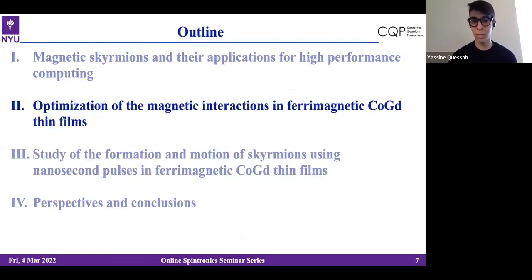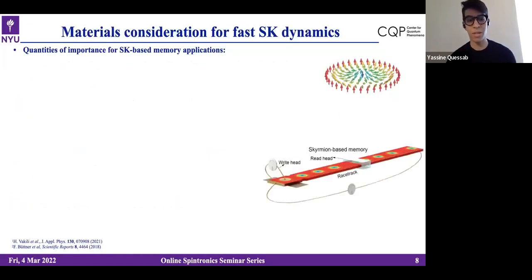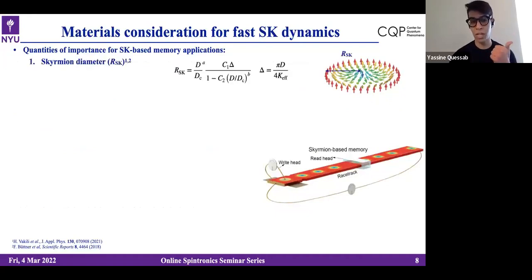So now I will talk about the different optimization and tuning of the magnetic interactions that we have taken in cobalt gallium thin films in order to achieve a faster skyrmion motion. First, let me mention that there are a few quantities of importance for skyrmion-based racetrack memory applications. So number one is the skyrmion diameter, which determines the density of storage of the device. And the skyrmion diameter depends on the DMI and the effective anisotropy, among other parameters.